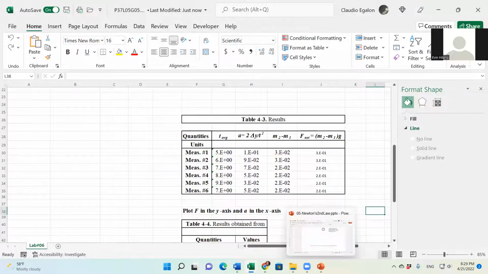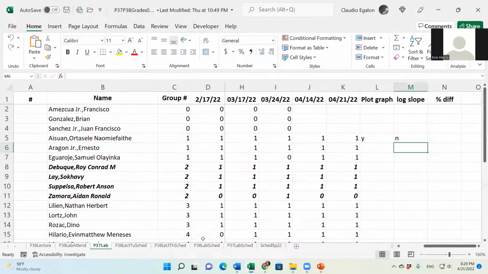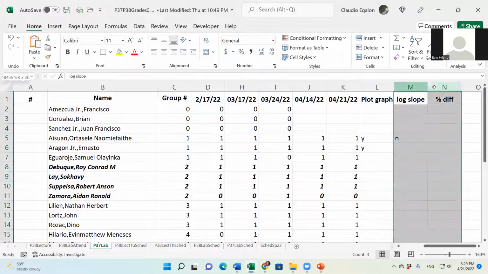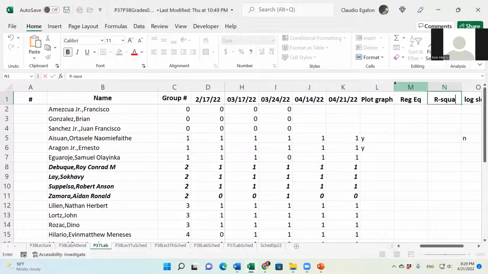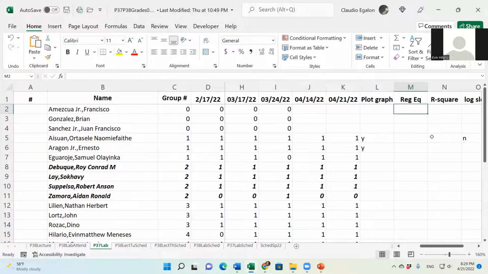Anybody else? Okay, so let's go. Ernesto, did you plot the graph? Yes, sir. Did you get the regression equation? Yes, sir. Okay, good. So let me put here the regression equation and R square. Okay, you got both the regression equation and R square.